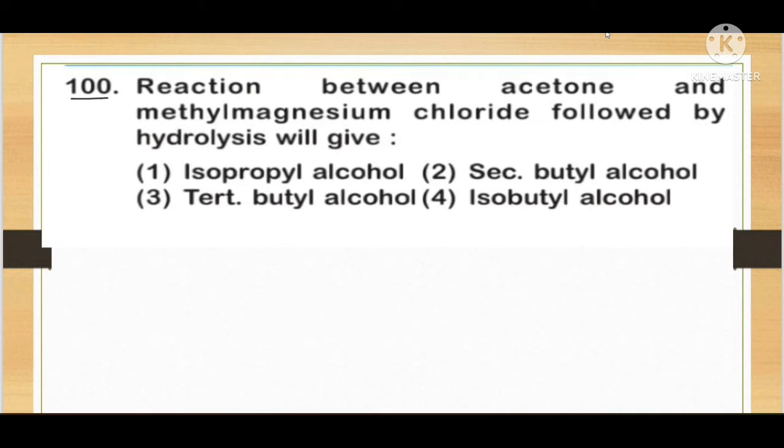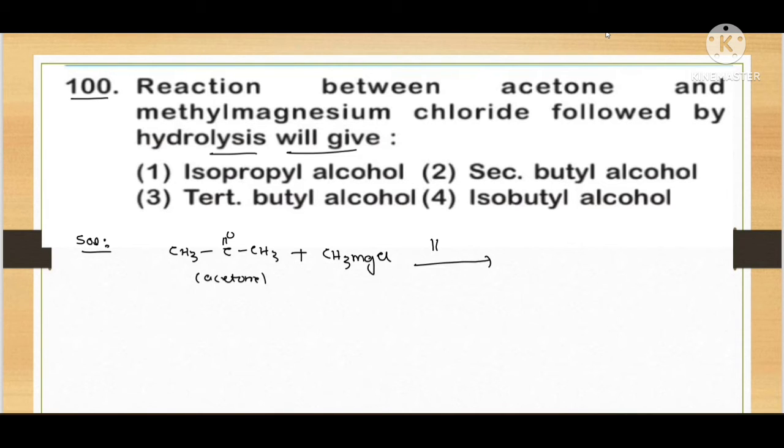Now let us discuss 100. The reaction between acetone and methyl magnesium chloride followed by hydrolysis. What will be the product among the four options? We observe this reaction: acetone, that means CH3, C double bond O, CH3, is reacted with methyl magnesium chloride, CH3MgCl, followed by hydrolysis. What will be the product?